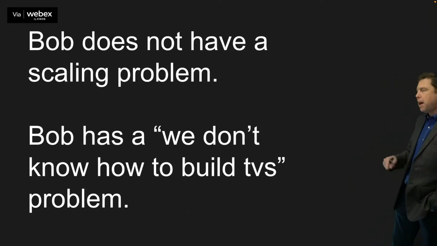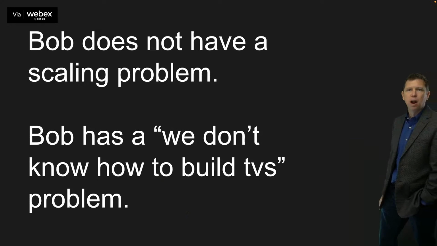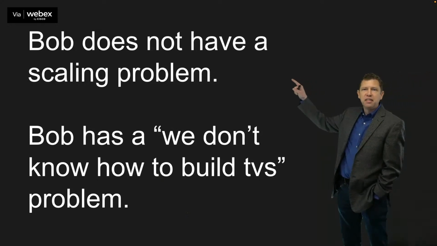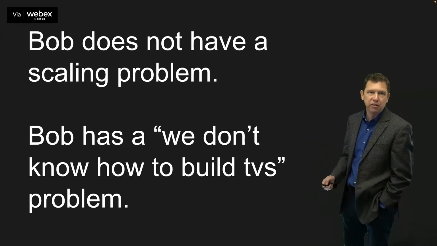So in thinking about Bob here, Bob does not have a scaling problem. Bob has a we-don't-know-how-to-build-TVs problem. He shouldn't try to fix the scaling problem until he's actually dealt with the immediate problem, which is they don't know how to build televisions.